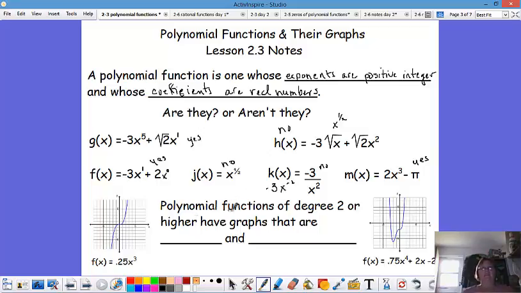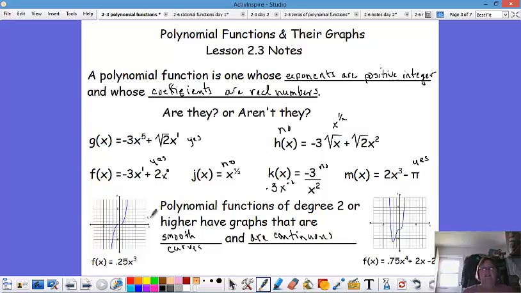Good. So polynomial functions of degree 2 or higher have graphs that are smooth curves and are continuous. Smooth curves and are continuous. Now I want to talk just a tiny bit about what those things mean. Continuous. Curve, yes. We should look at no gaps in here.